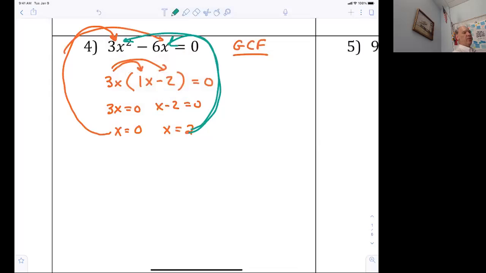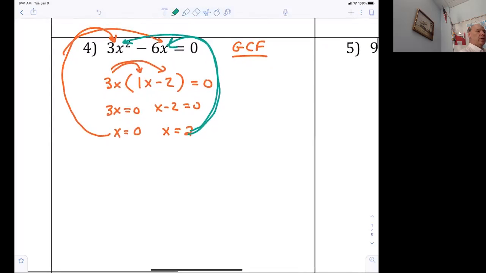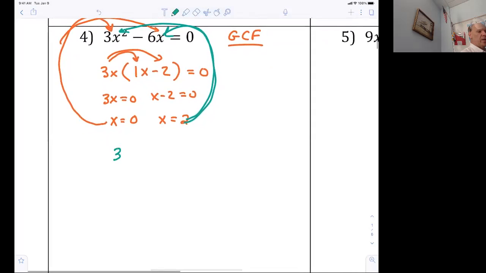So I'm obviously not making sense. Here we go, let's try. 3 times 2 squared minus 6 times 2. Does that equal 0? What's 2 squared?